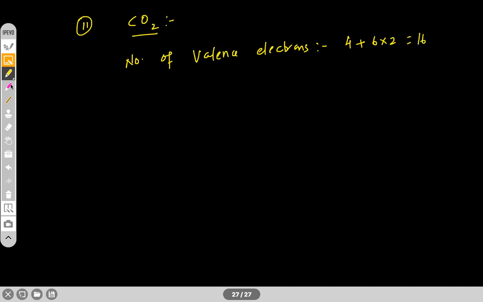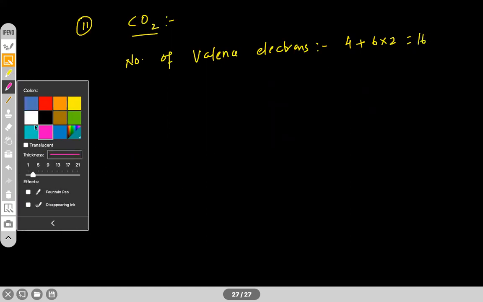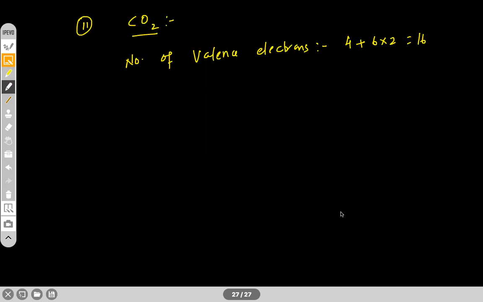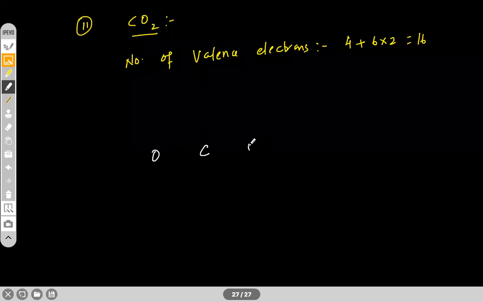Central atom. What is the central atom here? No, not Pranav. It's in other batch. We have carbon, right? So carbon is the central atom, and oxygen will be placed on the other side of carbon.